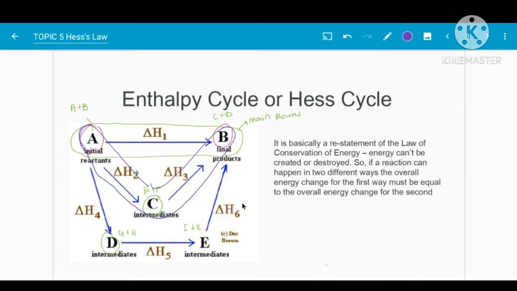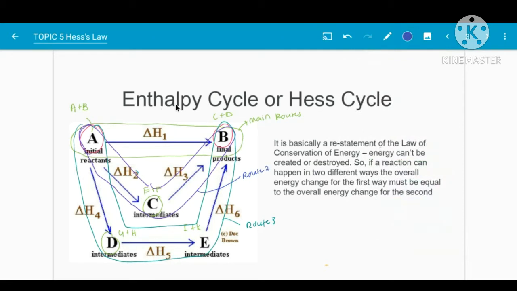So why does this happen? Because it depends on the law of conservation of energy, which is that energy cannot be created or destroyed. So this is the main route. ΔH2 and ΔH3 are the second route, and we have another one, A to D to E and to B, which is the third route. This is route 3, and this one is route 2.